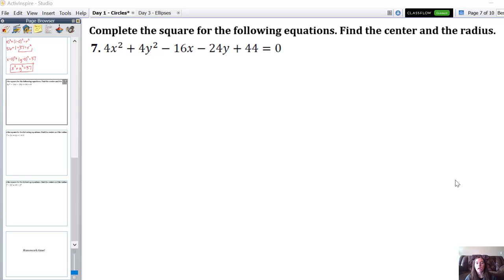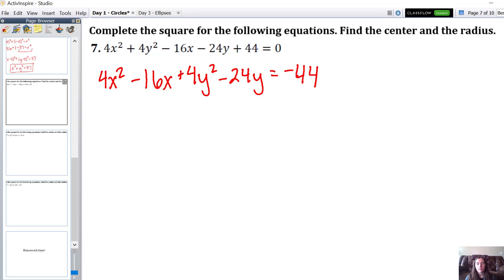Now we're going to practice writing the equation of a circle from completing the square. When we're completing the square, the very first step is to move our constant to the other side. So I'm going to go ahead and subtract 44 from both sides. At the same time, I'm going to rearrange the variables to where all of the x's are together and all of the y's are together. So that leaves us with 4x squared minus 16x plus 4y squared minus 24y equal to negative 44.